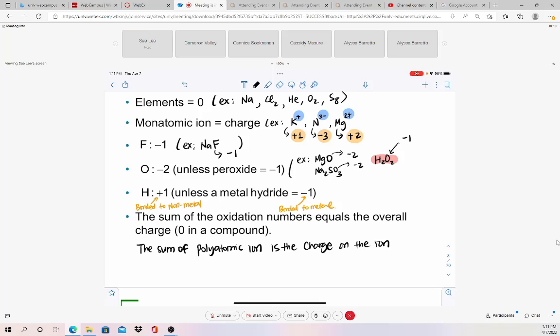So for example, a neutral compound such as ClF3, the sum of oxidation numbers of chlorine and fluorine should add up to 0.